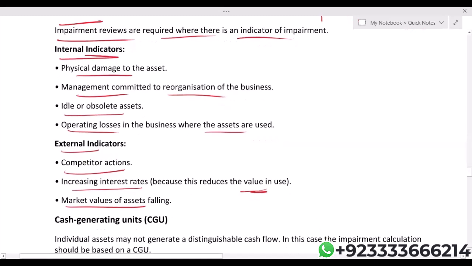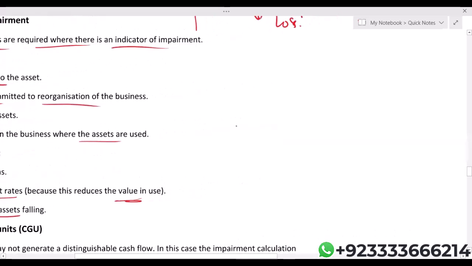Okay, now, for example, there's a property, plant and equipment. Carrying amount is 100 million. Recoverable amount is 80. We know that recoverable amount is the higher of fair value minus cost of sale, and the second is value in use. If carrying amount is more than the recoverable amount, then the difference, which is 20, is impairment loss.